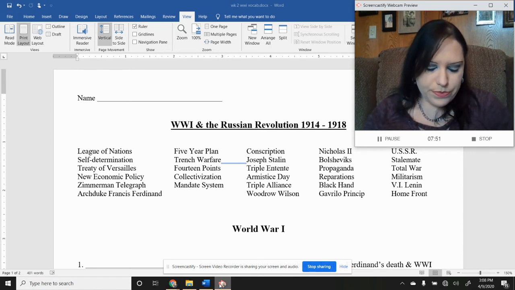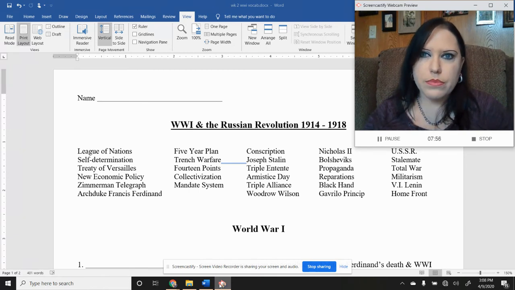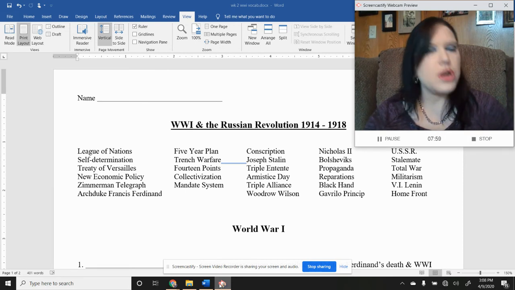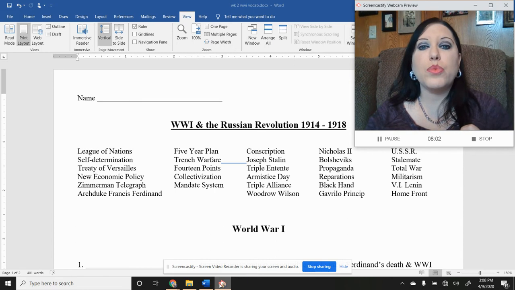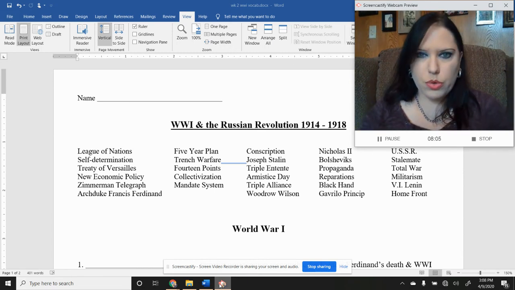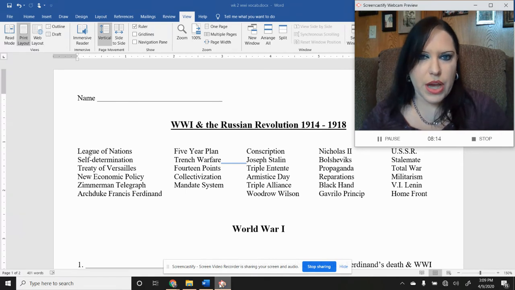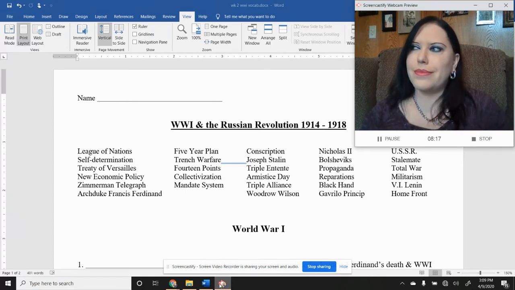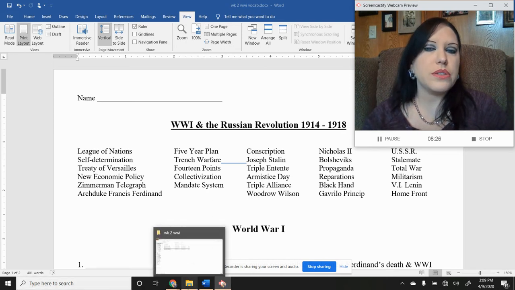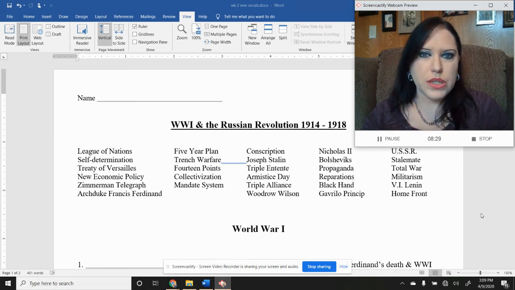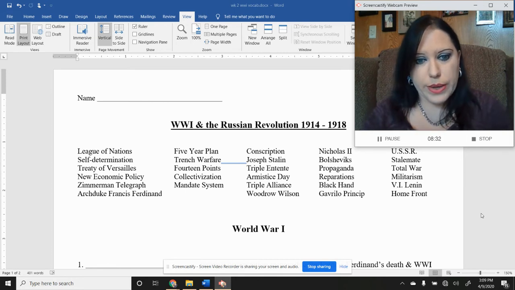The next word, 14 points. The 14 points were the things, the points, the pieces, I don't know what word I'm looking for, but it was what our President Woodrow Wilson, this is going to be in World War One, so look in your World War One section. This is what our President Woodrow Wilson wanted to add to the Treaty of Versailles. It's his contribution, I guess. It includes the League of Nations, 14 points. It's what President Woodrow Wilson wanted to add to the Treaty of Versailles.